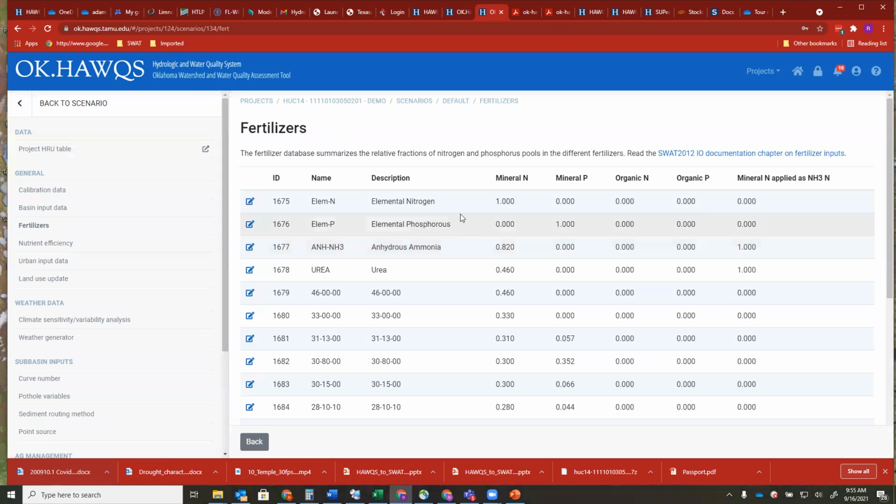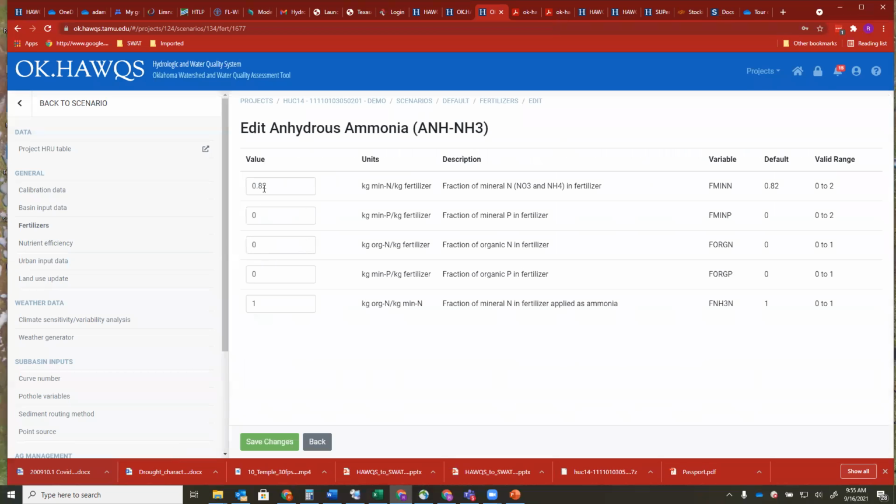So you could go in here and edit any of the fertilizers, like anhydrous ammonia. If the percentage of nitrogen specified here is not correct, you can modify that. Actually, you can click on edit, go here and make the changes, and then save the change. And this fertilizer table will be what is used in the modeling for your scenario.